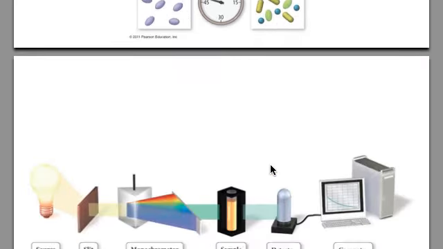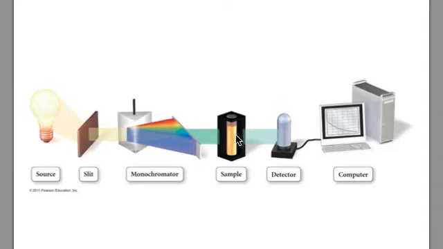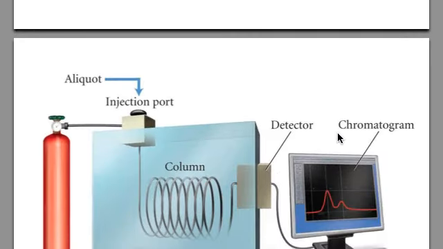We can use machines like this to measure the progress of a colored reaction, a reaction of a colored species, either consuming the color or creating the color. And then in my sample here in the middle, it gets either darker or lighter, and I analyze that light passage with a computer. I'll show you a demonstration of that in class sometime.